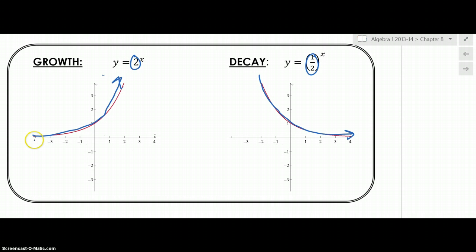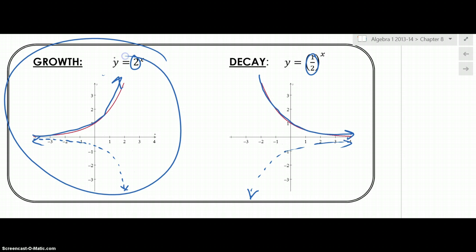If you were to reflect these graphs over the x-axis, it would look something like this and something like this. So these are still both growth functions. The dotted one is just reflected. These are still both decay functions, but the bottom one is just reflected.